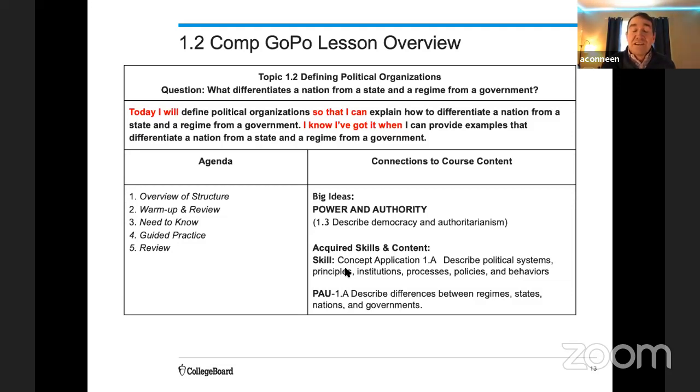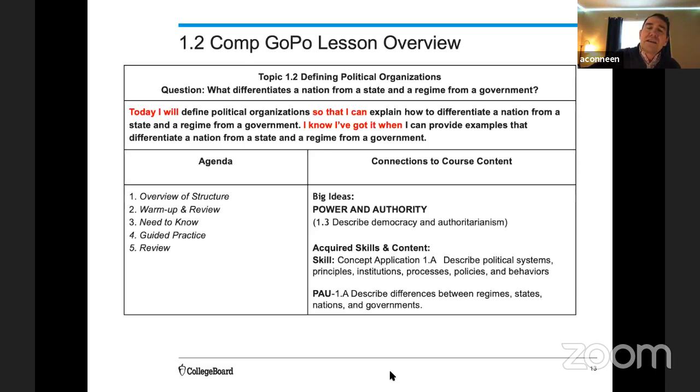That's one of the 2 words that really a lot of American students confuse because of some of the meaning that we've gotten in reading journalism about the word regime. But we're going to get into the difference between those. We're defining political organizations. We'd love to see you be able to differentiate a nation from a state. I'll give you some examples of those later, and also provide examples of those from the 6 different core countries.